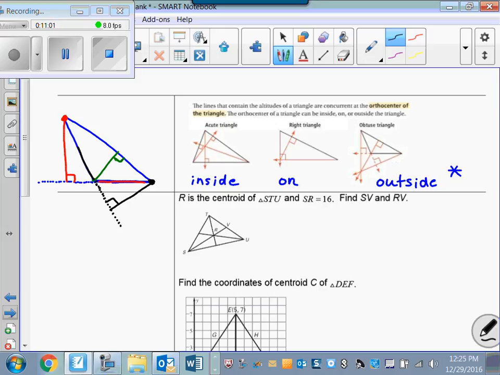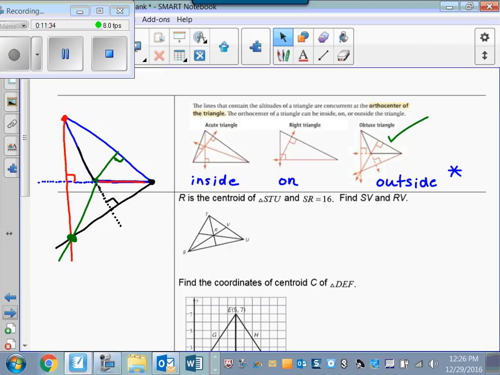Okay, and now what do I have to do to find their point of concurrency? Well, I have to extend all these until they finally meet up. I had to curve that one a little because I freehanded it. But that's how your orthocenter ends up outside the triangle when it's an obtuse triangle. We'll do a lot of practicing on this in class because it is a bit complicated.